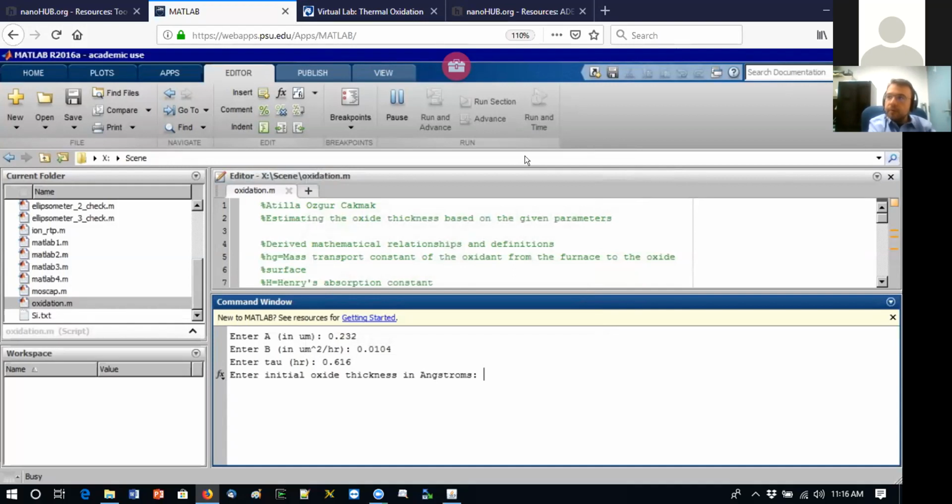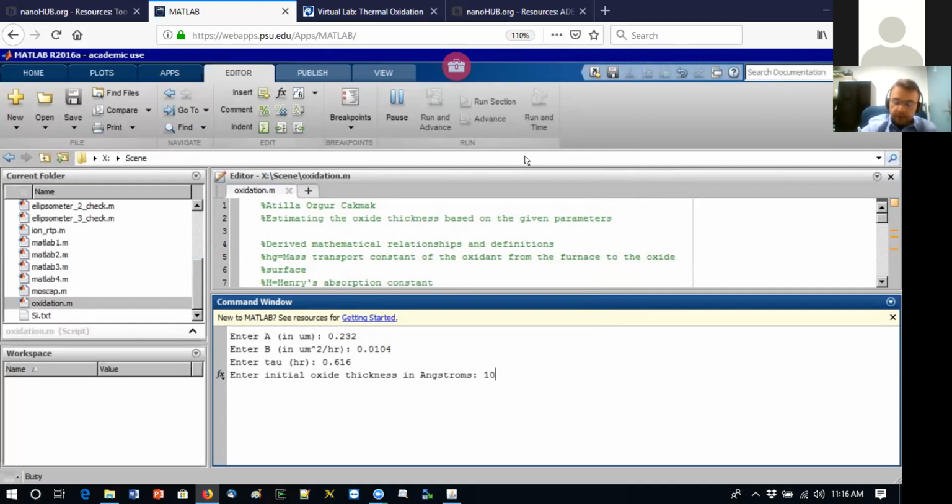So I hope you're with me at this point. What we will do is enter the initial oxide thickness. The first initial oxide thickness, I will say that we start with only 1 nanometer of thickness. What we're trying to compare is the two cases. Let me also put it here.